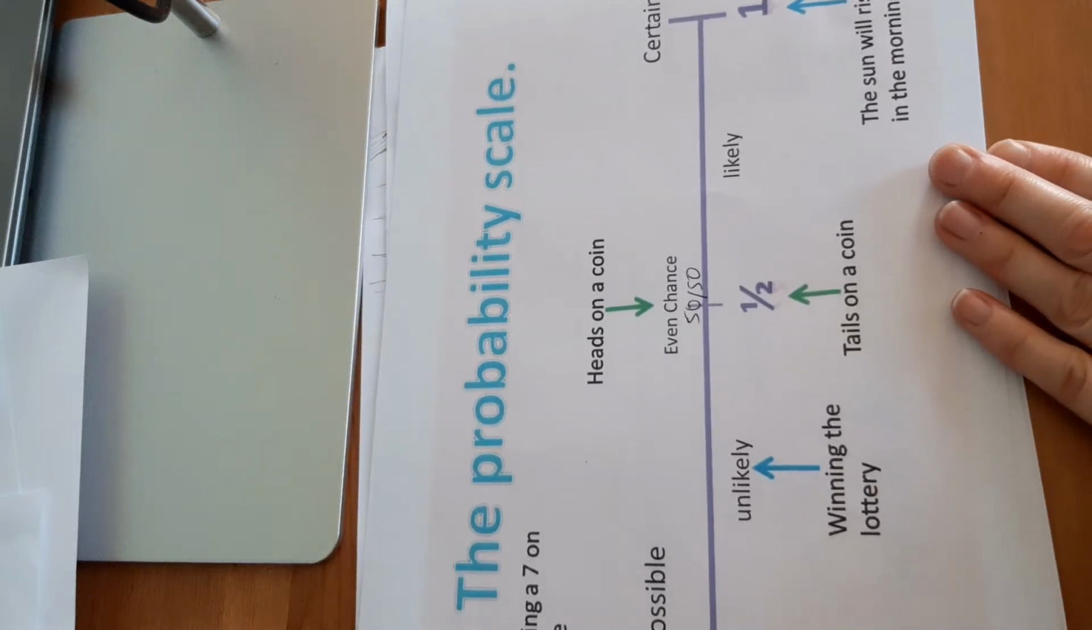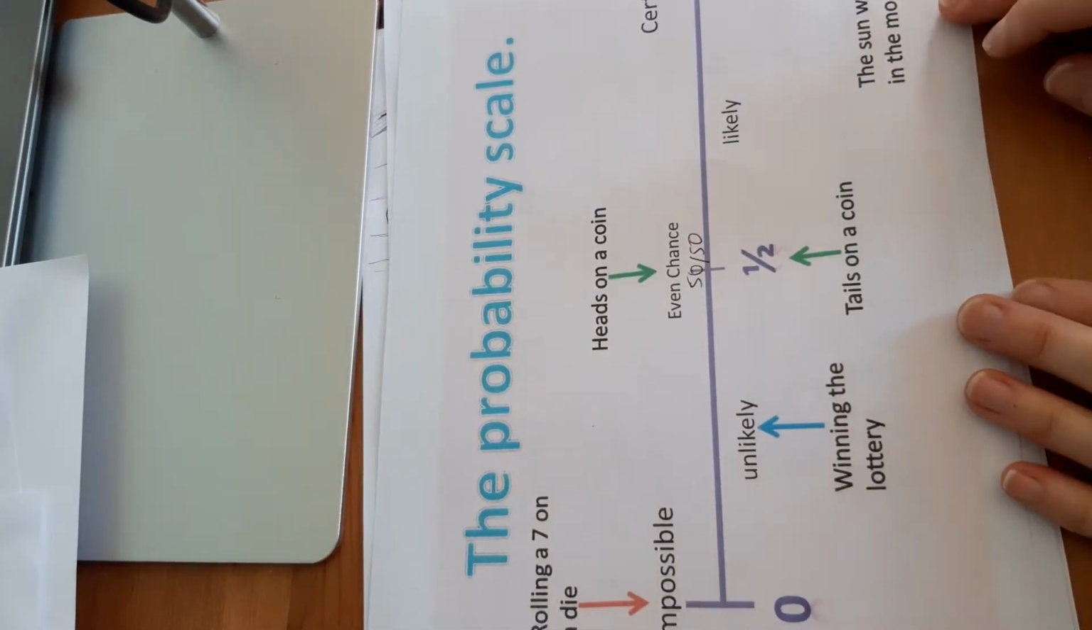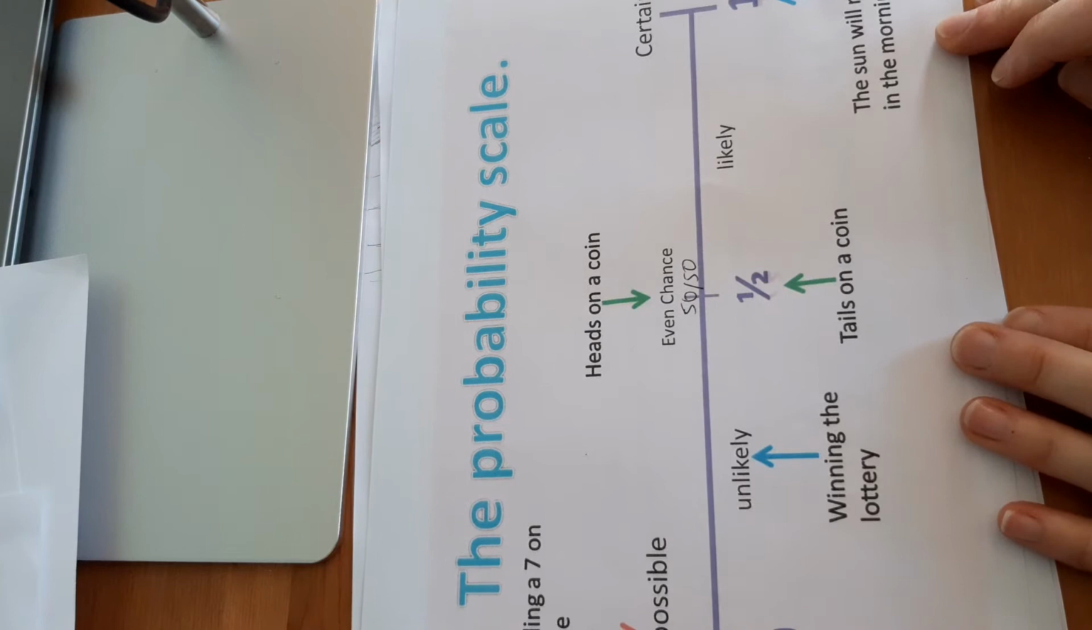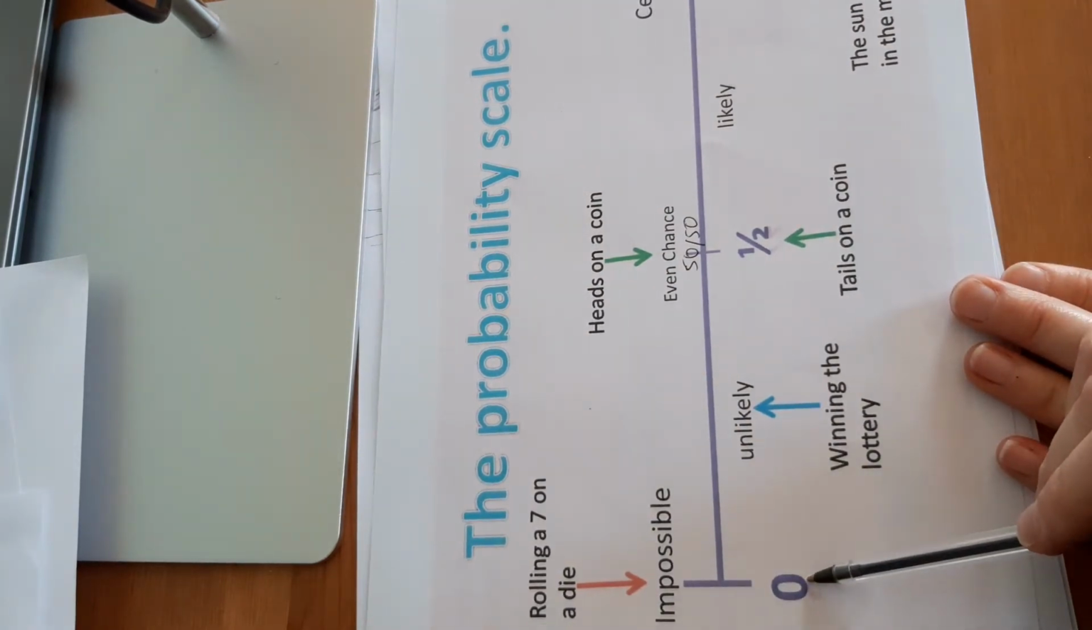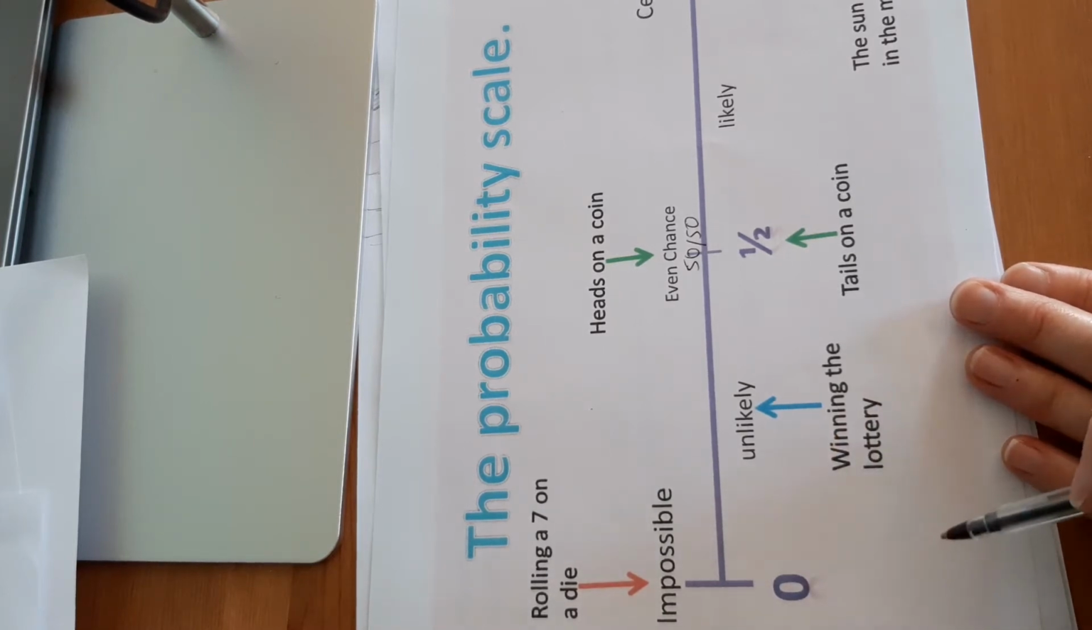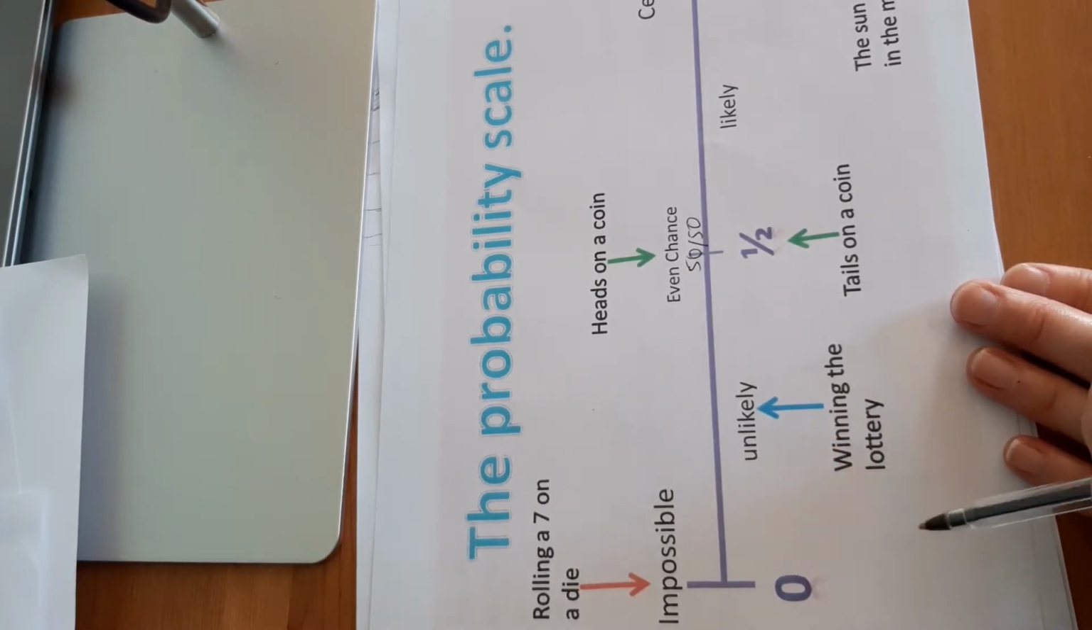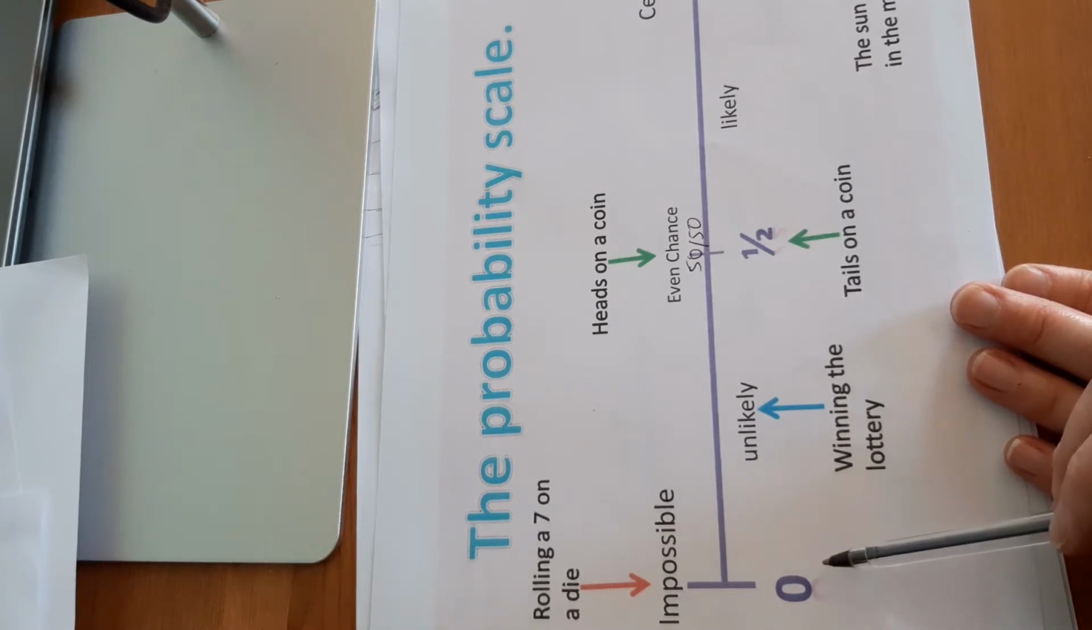This is the probability scale, and it goes from 0 all the way over to 1. If something could definitely not happen, if it's impossible, it has a probability of 0. So for example, rolling a 7 on a dice, that's not possible, that's impossible, because the numbers on the dice only go from 1 to 6.